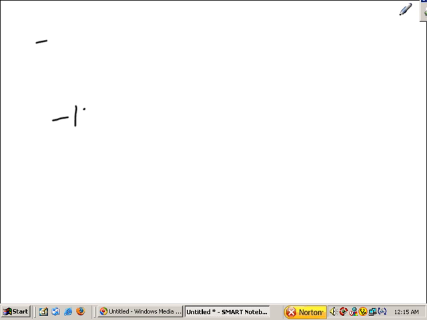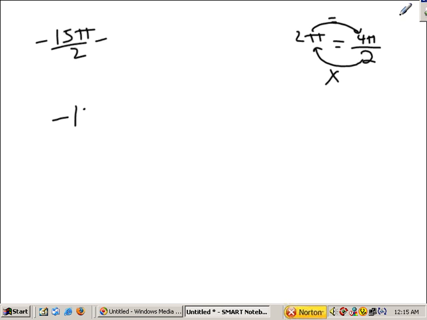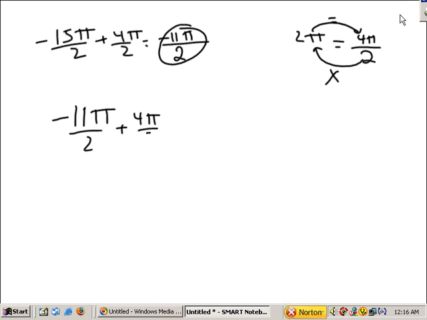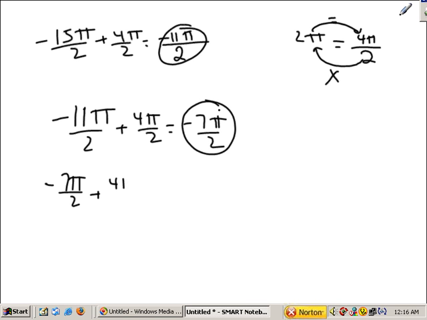If you have negative 15 pi over 2, well, you have to add a lot of 2 pi's. 2 pi, I want to write with a 2 on the bottom. 2 times 2 pi gives me 4 pi. So I can add 4 pi over 2. Denominators are the same. Negative 15 plus 4 is negative 11. Here's a negative coterminal. You can now take negative 11 pi over 2 and add 4 pi over 2. Negative 11 plus 4 is negative 7. Here's another negative coterminal.